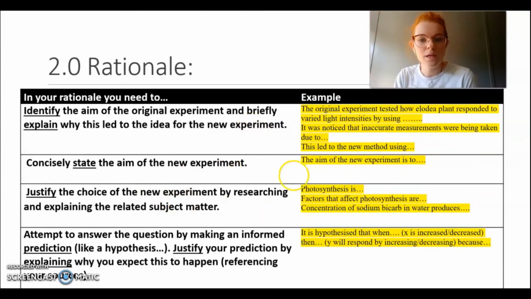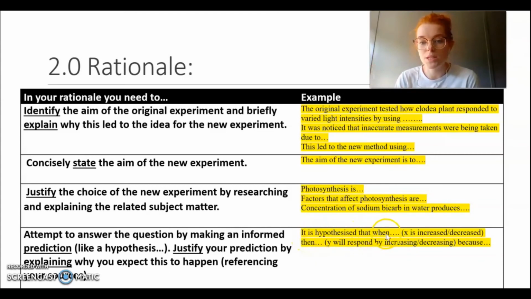All right. Here I'm talking about the subject matter. Factors that affect photosynthesis are concentration of sodium bicarbonate. Water produces what? Carbon dioxide. So then the water plant can photosynthesize or whatever you're going on about. Okay. Then it is more than okay for you to use the typical if, then, because.